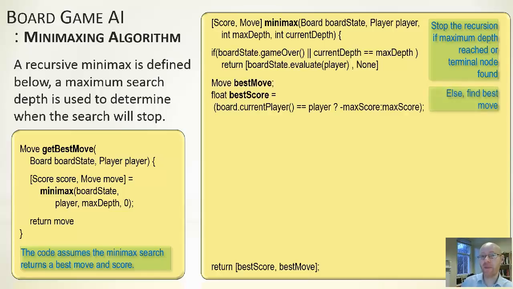If the termination or the recursive break doesn't happen, then we're into working out the best move. So we're going to score the best move and we're going to remember it. So we'll have a move, best move, and a float for the best score. The bit after this then asks us whose move is it in terms of playing it, and if the current player is equal to player, then we want to go for a maximization.